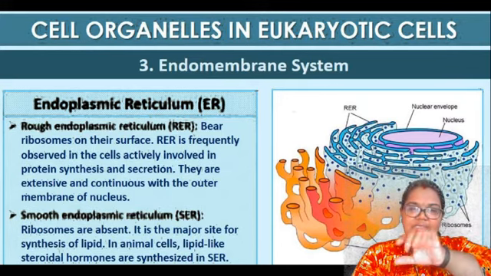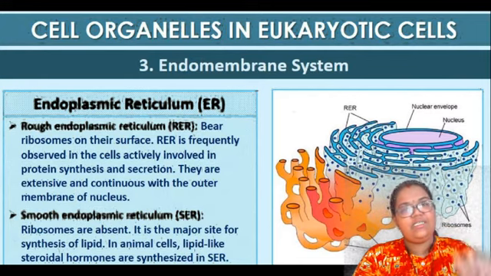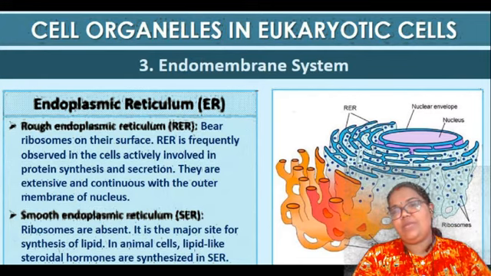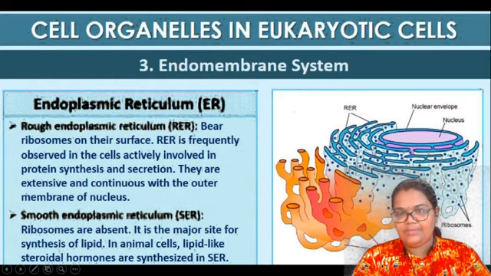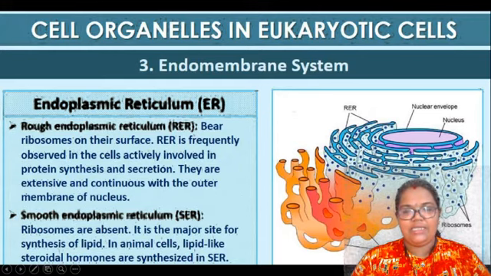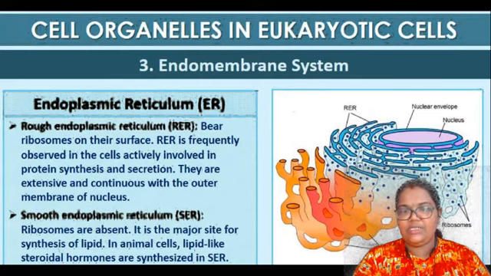You can see that it is extensive and continuous with the outer membrane of the nucleus. We already said this is the extension of the nuclear membrane, and where ribosomes are present, it is called rough endoplasmic reticulum, that is the RER. Here you can see the nucleus, the nuclear membrane, and its extension inside the cytoplasm. You can see that ribosomes are present, so that's why these are RER, rough endoplasmic reticulum.